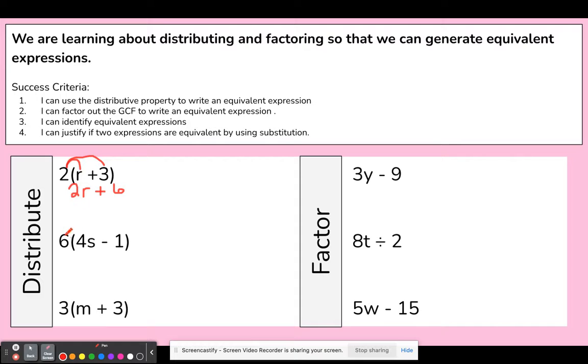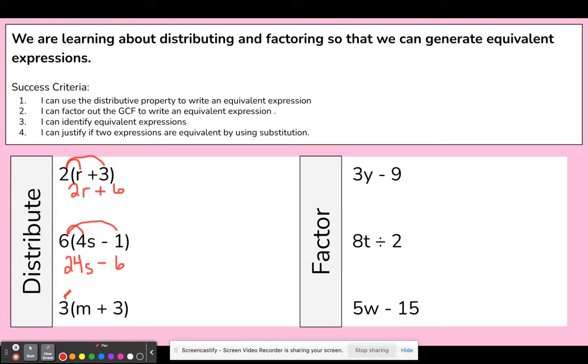You have a 6 on the outside, smack dab next to the parentheses. So I am going to pass it out to everybody inside. And side by side is multiply. So 6 times 4 is 24. So I'm going to put 24 and keep that S. 6 times 1 is 6. On the inside, we have subtraction. So these are two ways to write the exact same expression. One of them has a number outside of a set of parentheses. The other one has been simplified, which means you're removing the parentheses.